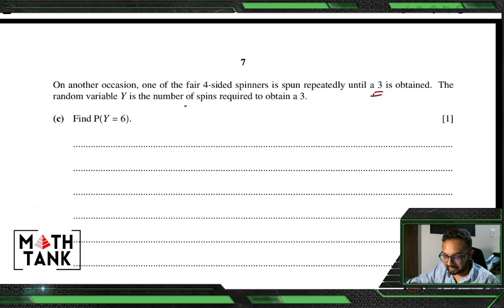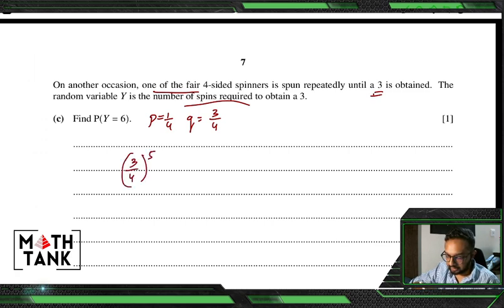The random variable y is the number of spins. So this is a typical geometric progression. So I'm going to say that my success is 1/4, my failure is 3/4. One of the first four-sided spinners. I'm not spinning 3 spinners anymore. So I'm going to say that this gives me 3 over 4 power 5 minus 1 and 1/4 power 1. So 3 power 5 minus 1 divided by 4 power 4 divided by 4. So 81 over 1024.